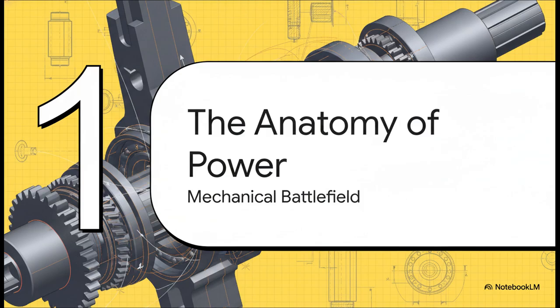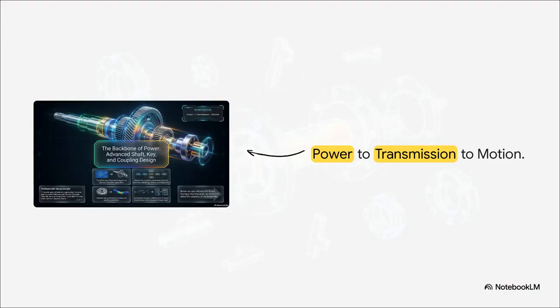All right, let's jump right into Section 1, the anatomy of power, or defining the mechanical battlefield. Before we start calculating invisible forces or stress limits, we have to establish the physical architecture. Our baseline goal rests on a simple governing axiom. Power transfers to transmission, which ultimately creates motion.